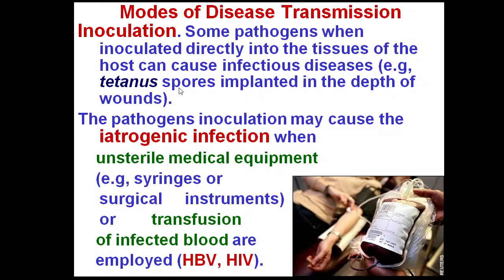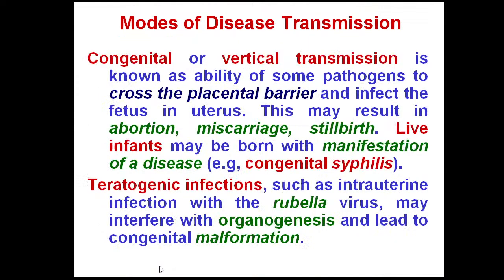For example, the spores of Clostridium tetani can be implanted in the depth of wounds. The pathogens' inoculation may cause the so-called iatrogenic or nosocomial infection with the use of non-sterile medical equipment, syringes, surgical instruments, and you should take care of this. Or it can be performed with the transmission of non-screened blood from the infected donors, and this is hepatitis B virus infection or HIV.